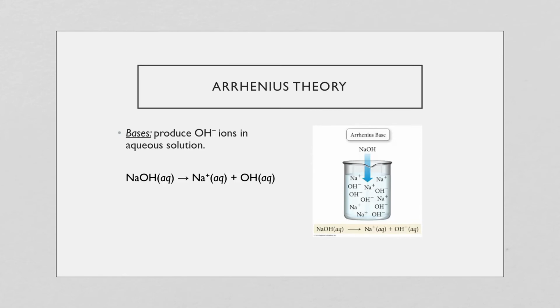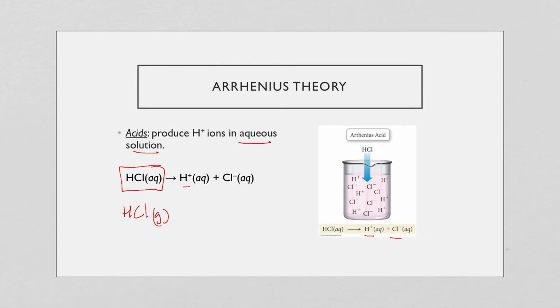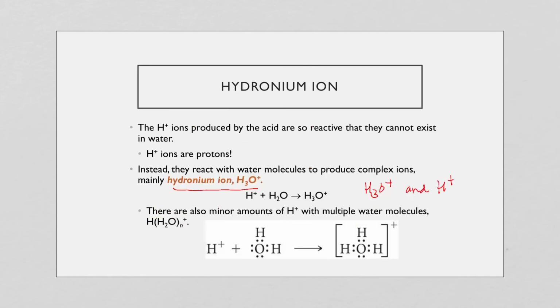Now, one distinction I'll make here, and I'll go back for a second, is notice when HCl goes into solution, HCl is not an ionic compound. It is a molecular compound. So it can't just break apart into these ions. There has to be a reaction that takes place. This is the reaction. This is called an ionization.